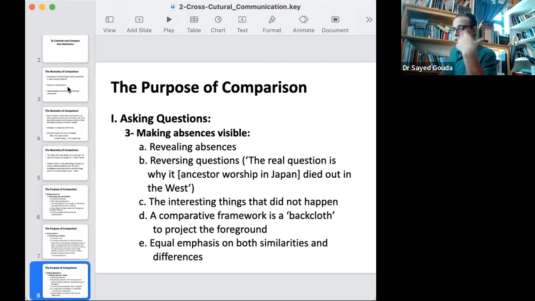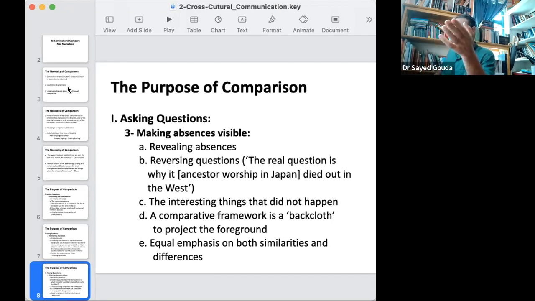whether we talk about our society or about a foreign society, when we try to make any comparison, we always should ask about the things that do not exist in that society. Not only about the things that exist in the society and the things that we experience, but we also should ask about the things that do not exist at all, or existed at a certain time and then ceased to exist. For example, these reversing questions.